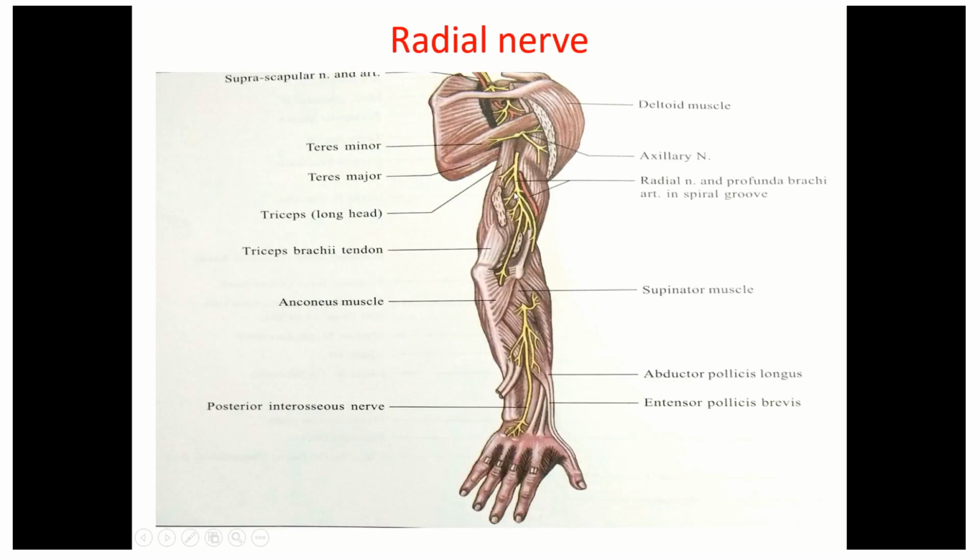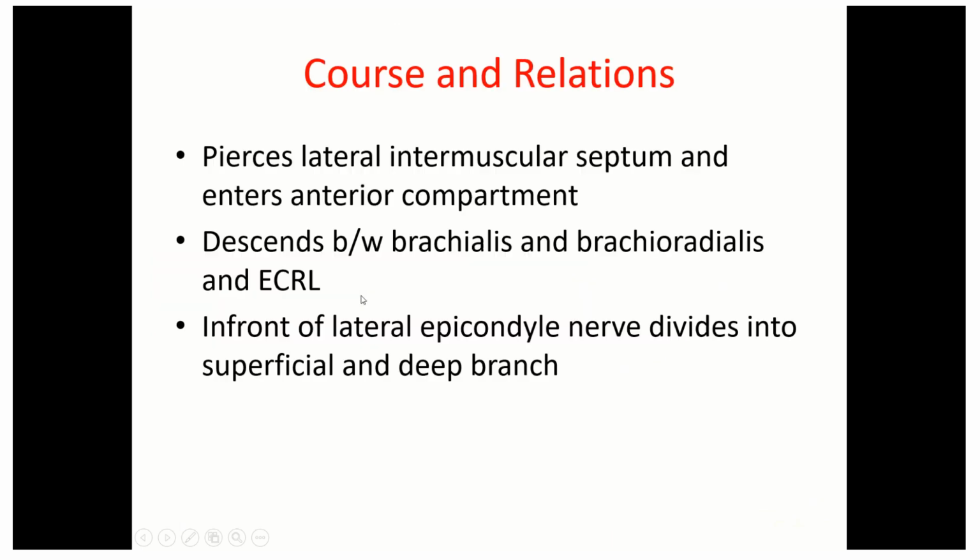After the spiral groove, you can see this is the radial nerve in the spiral groove accompanied by the profunda brachii artery. After the spiral groove, it pierces the lateral intermuscular septum and enters the anterior compartment. It descends between brachialis and brachioradialis and extensor carpi radialis longus. So in front of the lateral epicondyle, the nerve divides into superficial and deep branch.